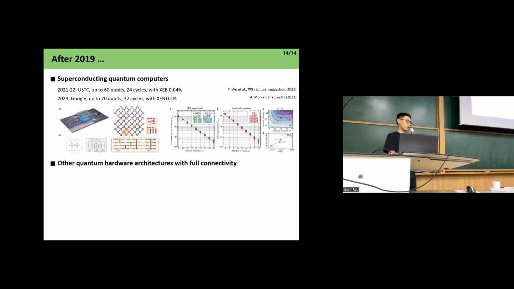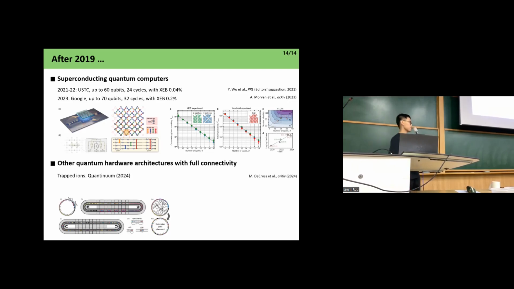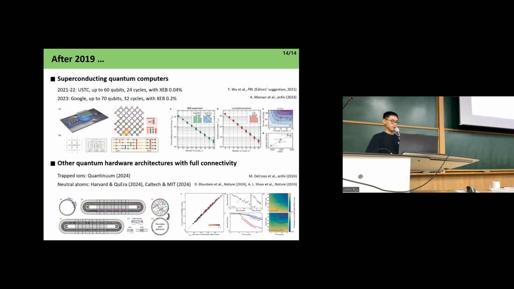Other computer hardware has also achieved random circuit sampling. For instance, for trapped ions, Quantinuum, which is a startup in the United States, just published an arXiv paper that they have achieved random circuit sampling with full connectivity, meaning that you can entangle basically arbitrary 2 qubits, unlike the nearest-neighbor connectivity that superconducting quantum circuits can achieve. Similarly for neutral atoms, just several months ago, Lukin's group at Harvard, and also Professor Manuel Endres' group at Caltech and Stanford, have also achieved random circuit sampling experiments with XCBs comparable to those of Google's and USTC's experiments for superconducting circuits. So these are the current experimental progress on random circuit sampling problems.